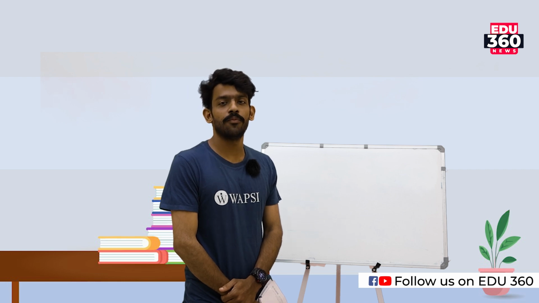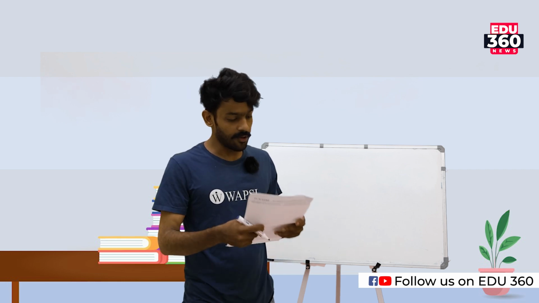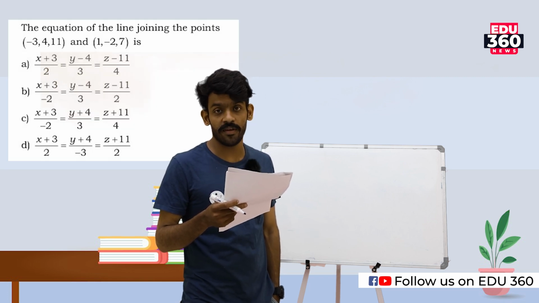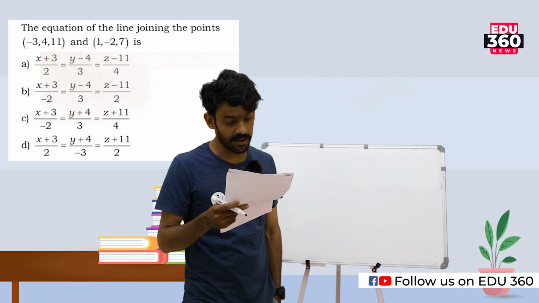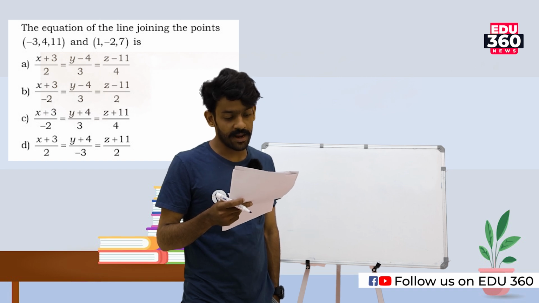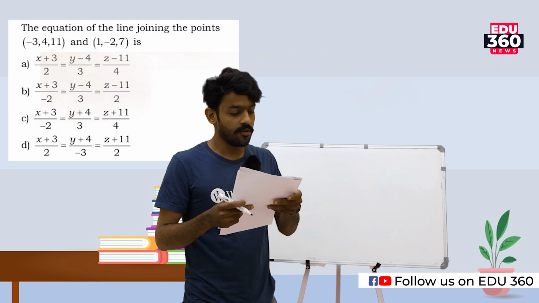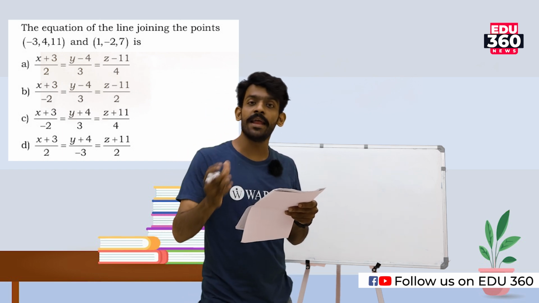Okay, so we can directly move on to our question. The first question is that it is given that the equation of the line joining the points. The 2 points are already given. The first point is (-3, 4, 11), and the second point is (1, -2, 7). We need to find the equation of the line joining the points.